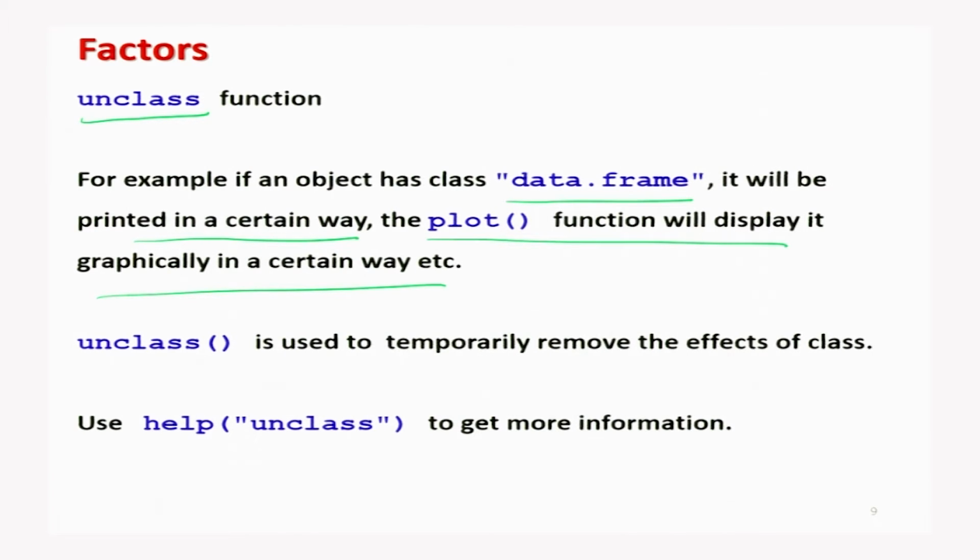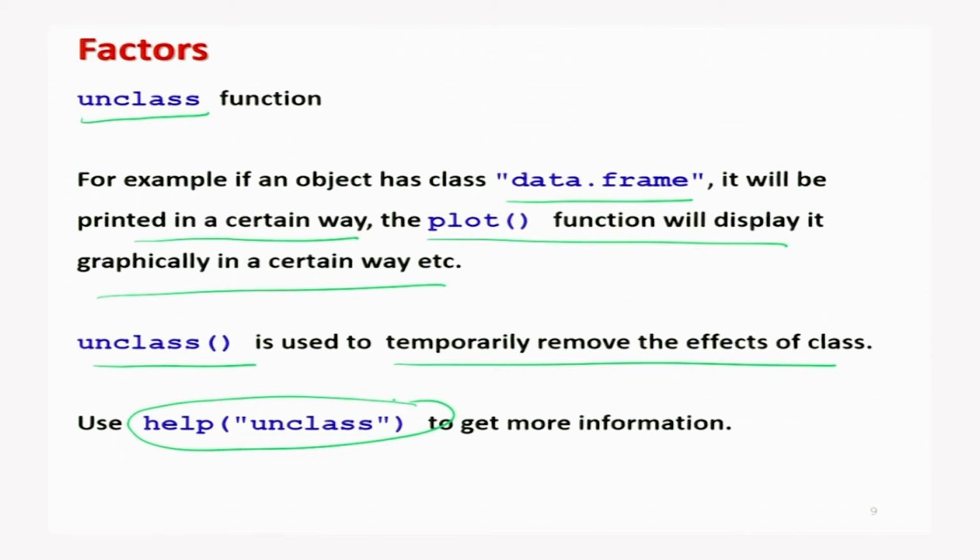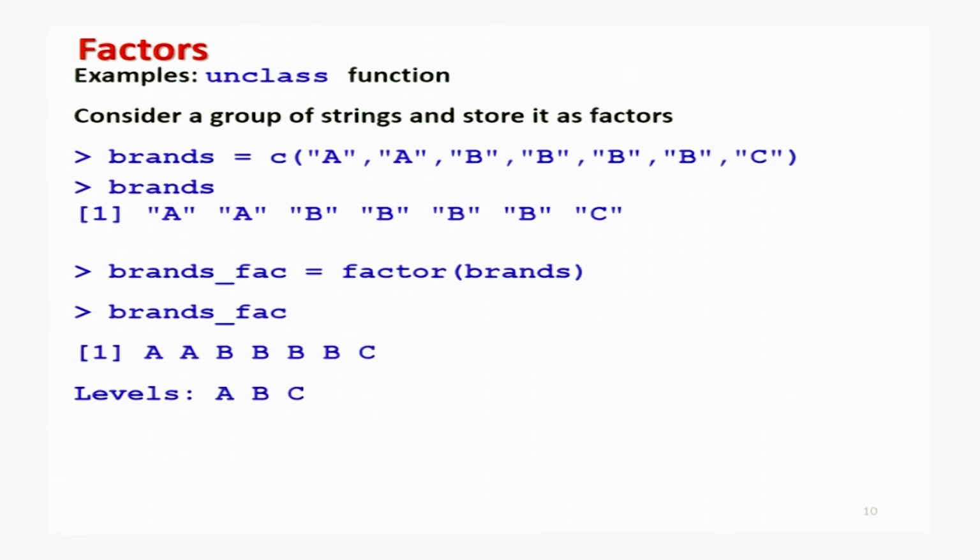But when you use this unclass function, then it will temporarily remove the effect of the class, right. If you want to have more information on the unclass function, I would request you to look into the help and have a look. But anyway, I will take an example, and through that example I will explain what is the use of this unclass function. Suppose, I am going to continue with this example in the next 3 slides. So, I will explain, but please do not lose track, that is my request. So, first of all I am considering a group of strings, and I store it as a factor.